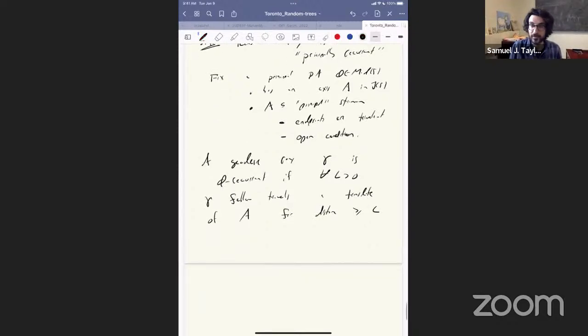Okay. So maybe somewhat of a funny property. I have my ray gamma, and then you give me some huge number L, 10,000. And what I do is I go far enough out along my ray, and then I see that eventually gamma will fellow travel a translate of A for a distance at least L. By translate of A, I just mean under the mapping class group action.